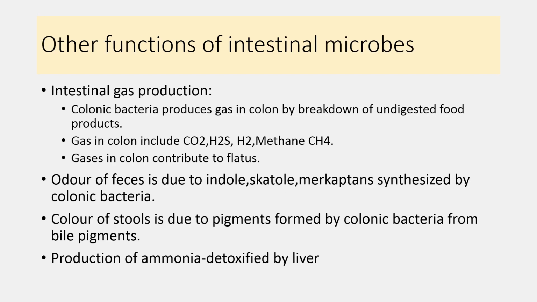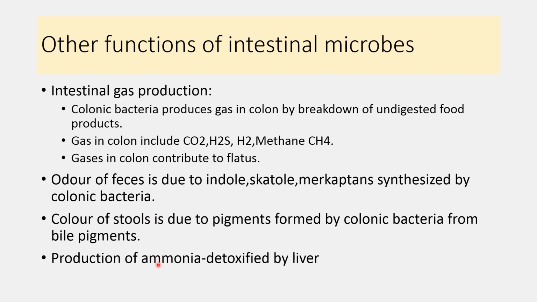Other functions of intestinal microbes include production of intestinal gas. Colonic bacteria produce gas in the colon by breakdown of undigested food products. Gas in the colon includes carbon dioxide, hydrogen sulfide, hydrogen and methane. Gas in the colon contributes to flatus. Odor of the feces is because of the indoles, skatole and mercaptans synthesized by the colonic bacteria. Color of the stool is because of the pigments formed by colonic bacteria from the bile pigments.